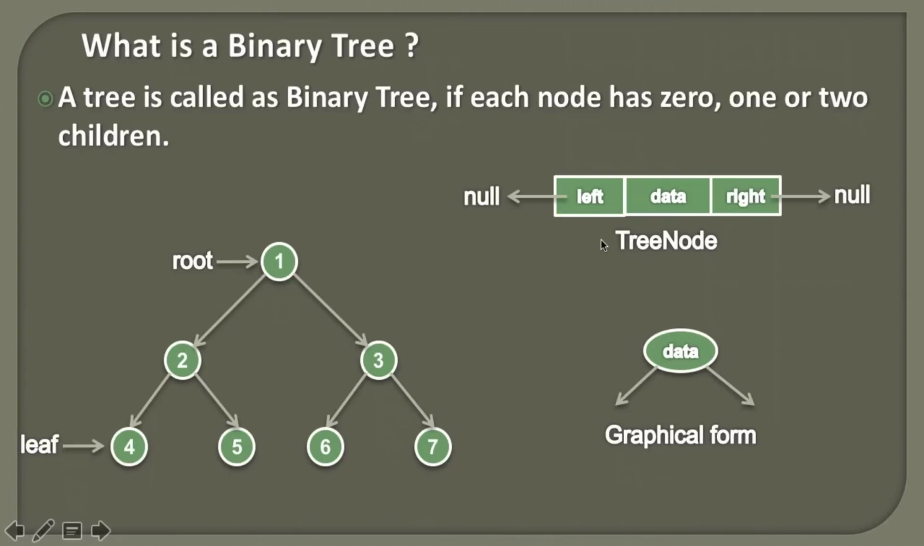So therefore a tree node in a binary tree consists of only 3 things. One is the data part, one is the pointer to the left tree node, and one is the pointer to the right tree node. So basically the way we represent a binary tree in graphical form is something like this: it contains the data which you can see here and 2 edges coming out of it. Here you can see this is the left edge and this is the right edge, and we represent these edges through the left and right pointers.